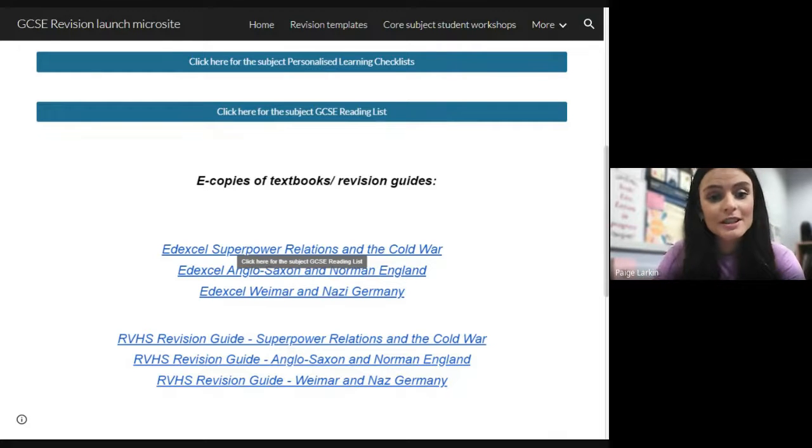I just wanted to share that the revision microsite for history is incredibly useful. If your child is missing any notes from their exercise book, then they can hop onto the microsite and download the materials that are on the screen there.